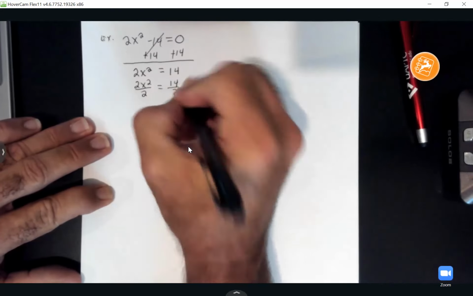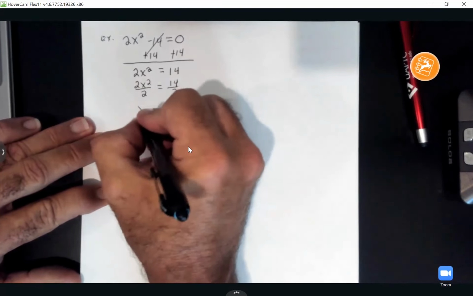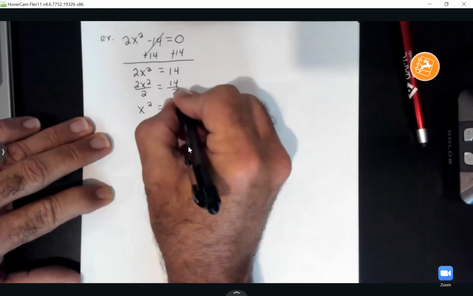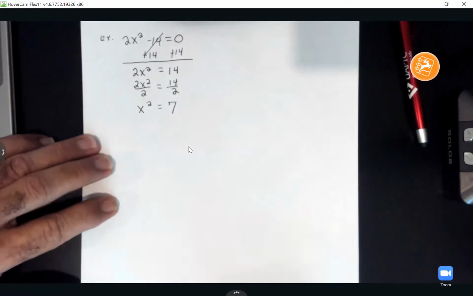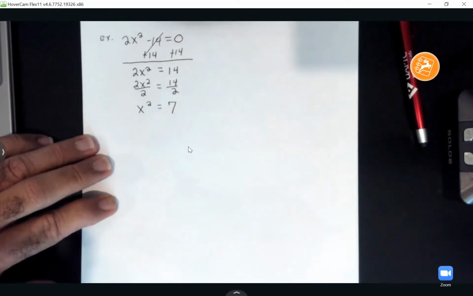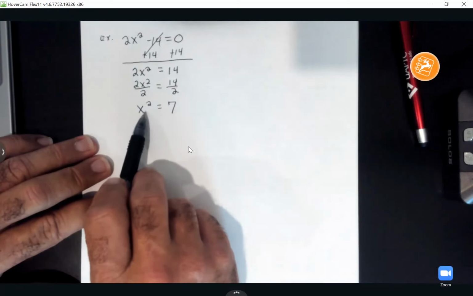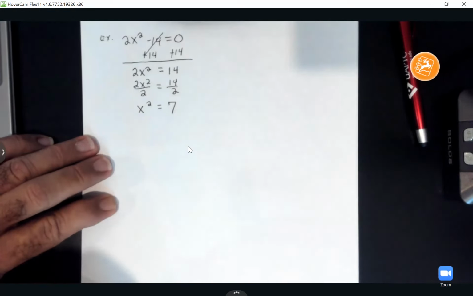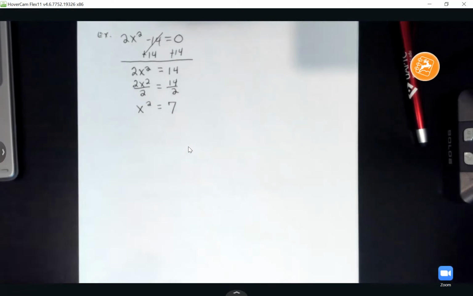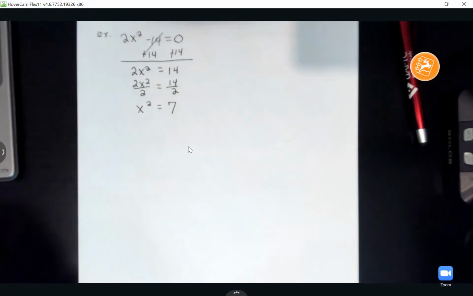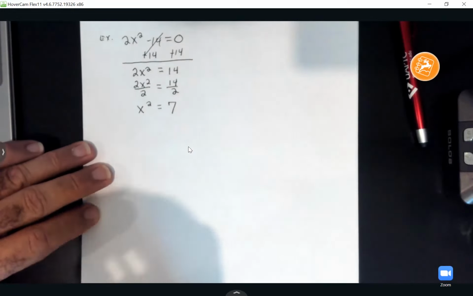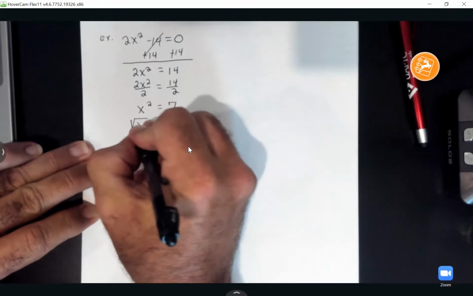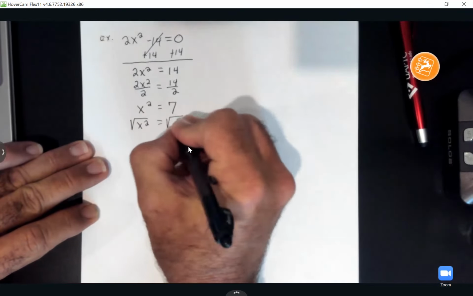So at the moment, the 2's cancel. I've got x squared equals 14 divided by 2, which is 7. So let me ask you this, and it sort of goes back to what we did on the first test when we were doing those inverses. How can I turn an x squared into just an x? Do y'all remember? Square root. I think you're right. Good job. So we're going to take the square root of both sides.